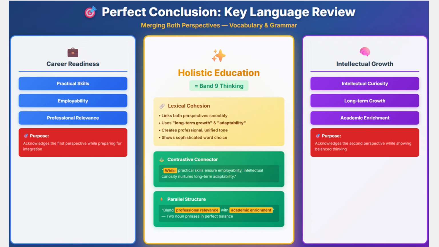For a visual, imagine a split design merging into a bright center. On one side, imagery of career readiness, on the other, icons representing knowledge and learning. When they merge, a glowing title appears. Holistic Education equals Band 9 Thinking, signaling the perfect balance of skills and intellectual growth.